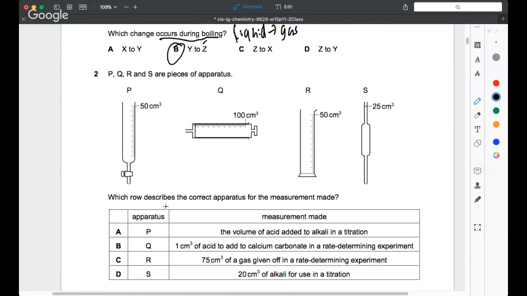Number 2. The answer will be A, because A is correct. We are doing a titration using a burette. I think that's using a burette, which is P.